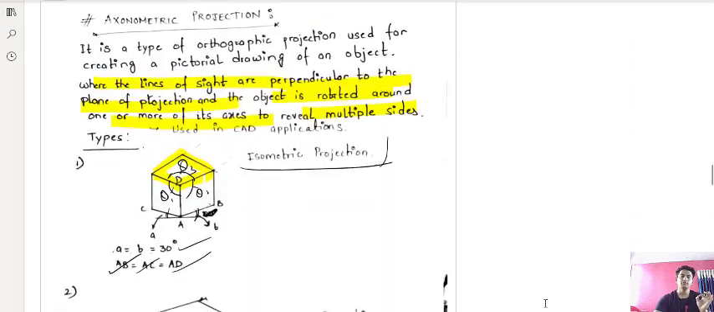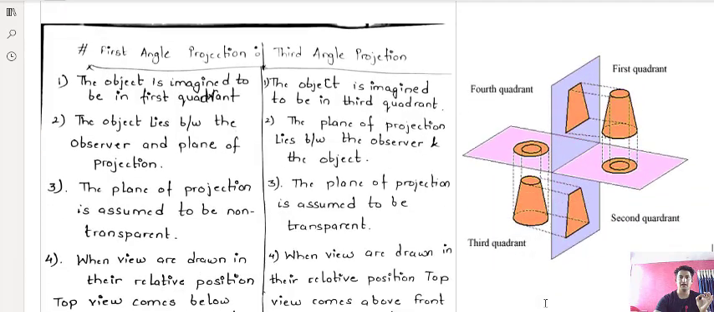So now we will see the first angle projection. Let us see when an object is called to be drawn in first angle projection, and when in third angle projection. Suppose you see this diagram. Suppose this is the diagram of an object and the observer is here, seeing the object from here. When you are talking about first angle projection, the object is in the first quadrant, and in third angle projection the object is in the third quadrant.